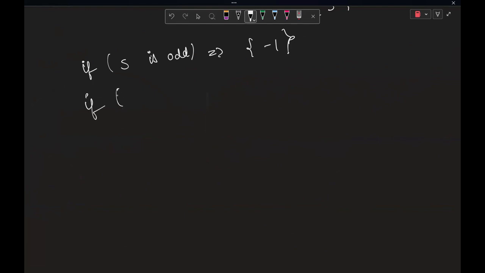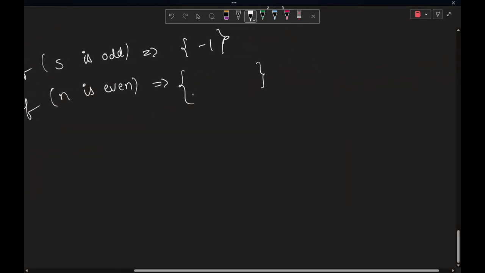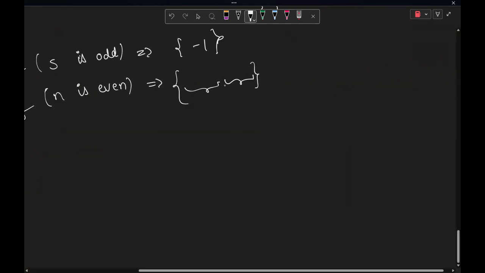If n is even, then we divide the array into two parts such that the sum of the first n by 2 elements is S by 2 and the sum of the next n by 2 elements is S by 2.